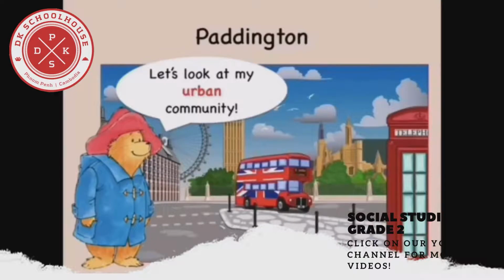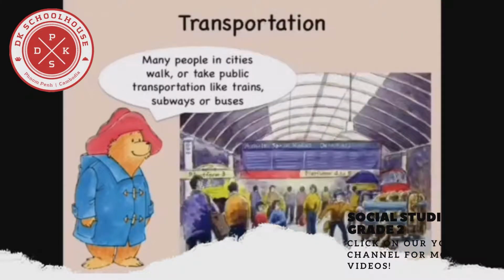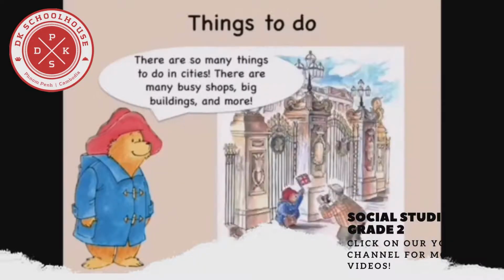Paddington Bear lives in an urban community in London. Just like Curious George and Arthur, Paddington also lives in a home. Homes in cities are smaller because there are so many people. Many people in cities also live in apartments. There are many different forms of transportation in the city. Many people walk or take public transportation like trains, subways, or buses. Cities have many fun things to do. There are many shops, restaurants, museums, and other monuments that people can go visit.